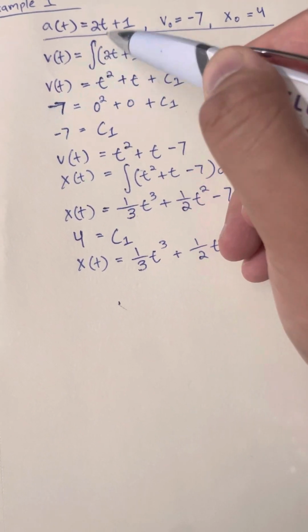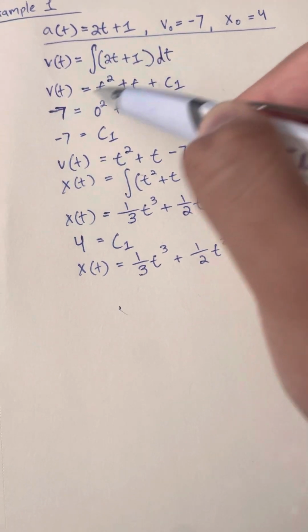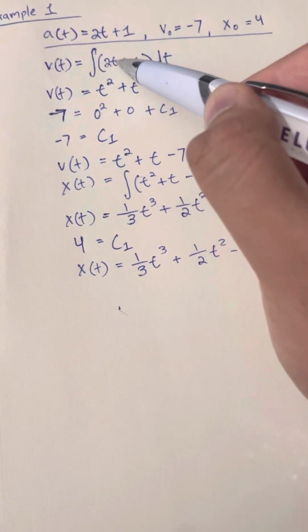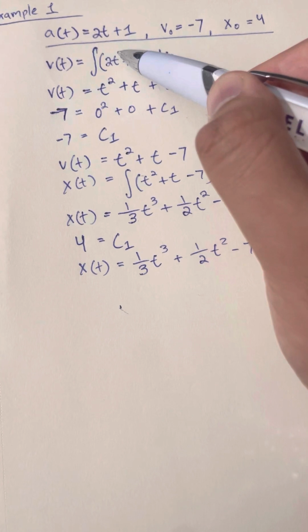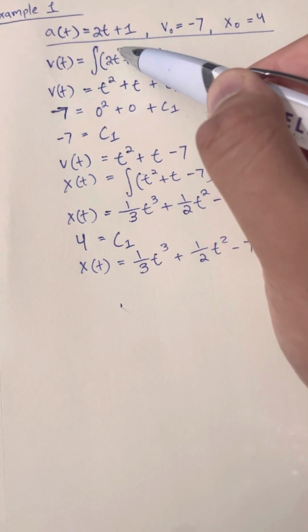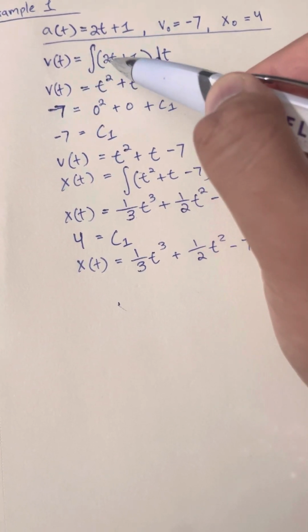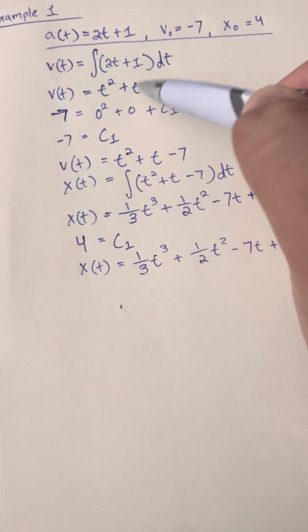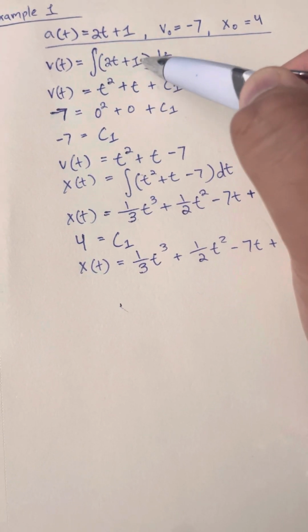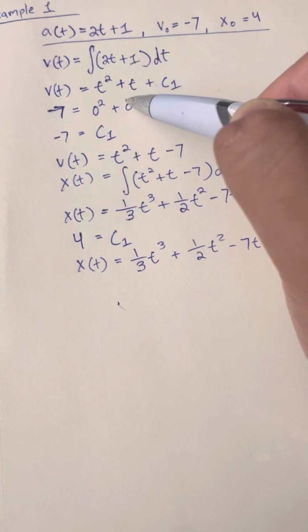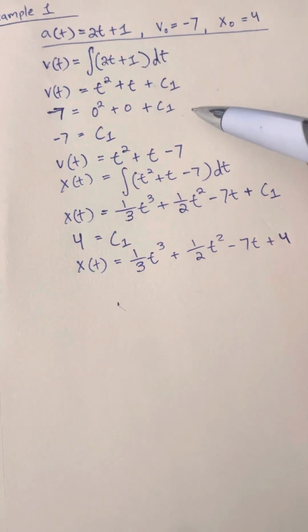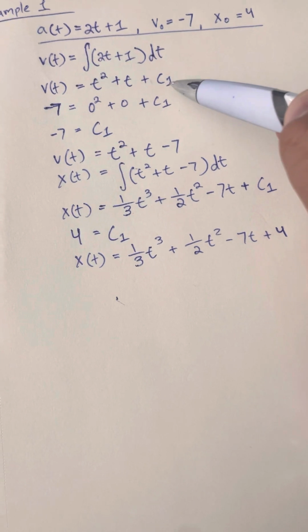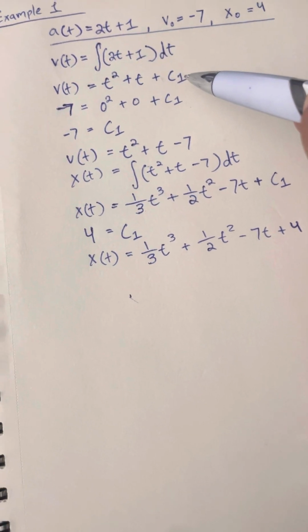So we do the integral and we write it out, and then we get this. 2t, there's an imaginary exponent of 1 here, so it'd be plus 2 divided by 2. 2 divided by 2 is 1, so we're left with t squared, plus, and since this is just 1, we'll add a variable to it, so it'll be t, and plus a constant. This is our constant, an arbitrary constant.